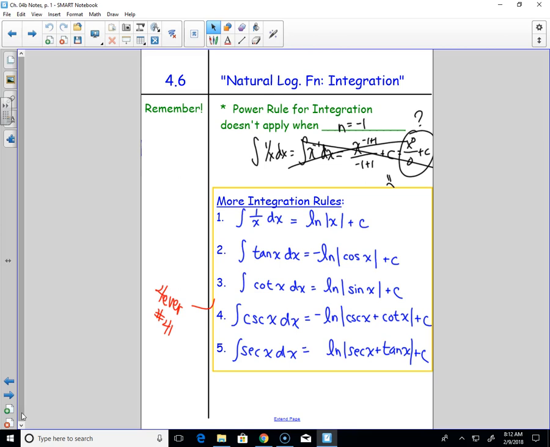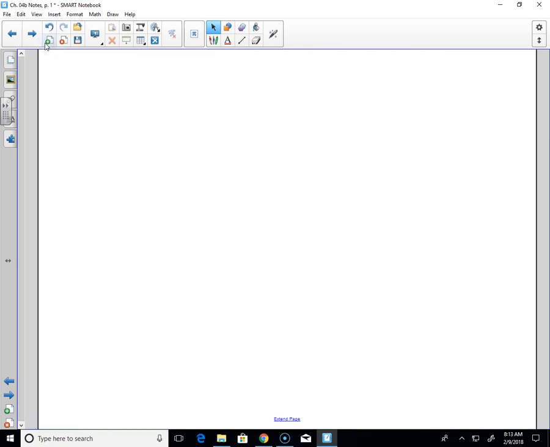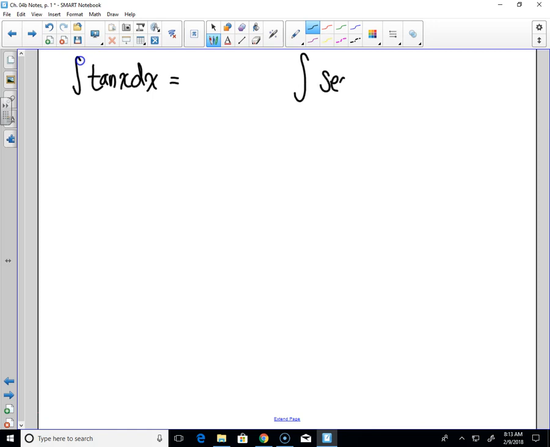Yeah. Ln of x. Now, the other four are weird, and I'm not going to go through showing you every single one, but let me show you a couple. Let me show you, first of all, how to think about the integral of tangent of x dx. And then we're going to look at the integral of secant of x dx. Okay, let's start with tangent.